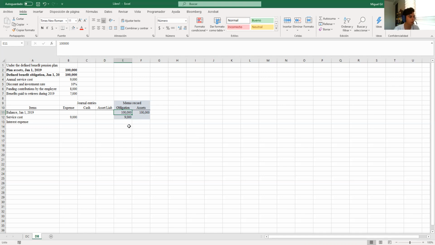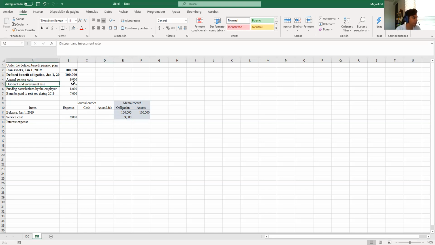And which rate do you think that we will use to calculate the value of 100,000 pesos by the end of the year 2019? Well, we are going to use this one. As you can see, it says discount and investment rate. So the discount rate is the one that we use to recalculate the obligation.